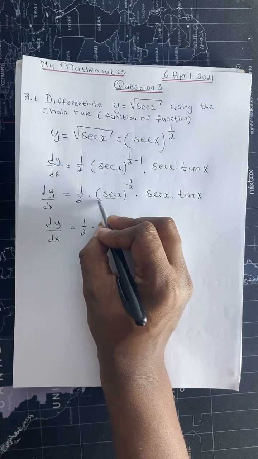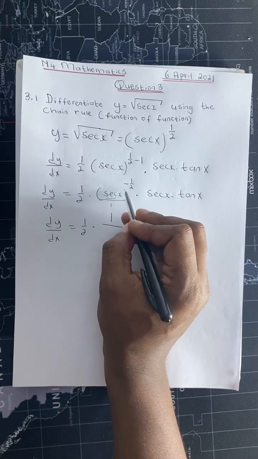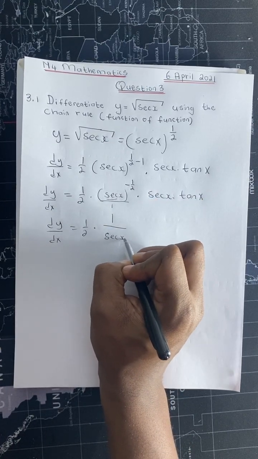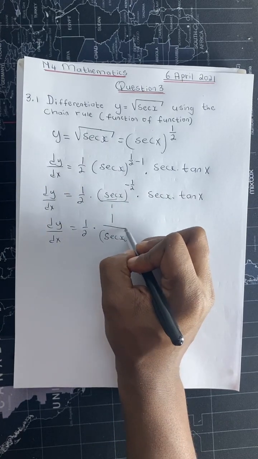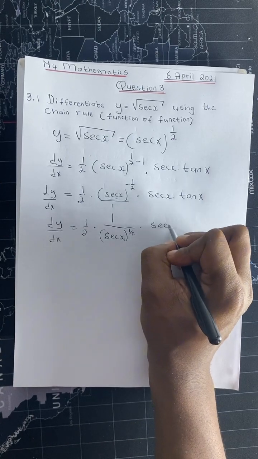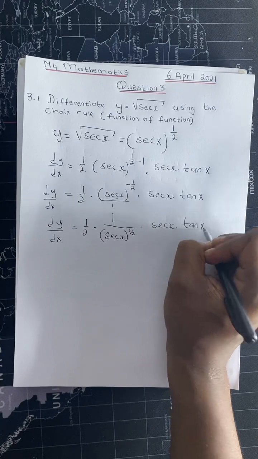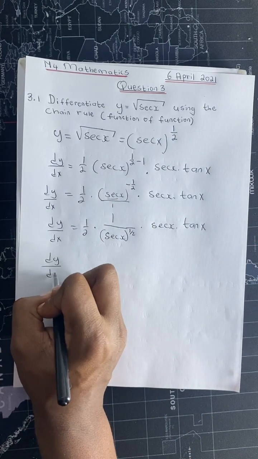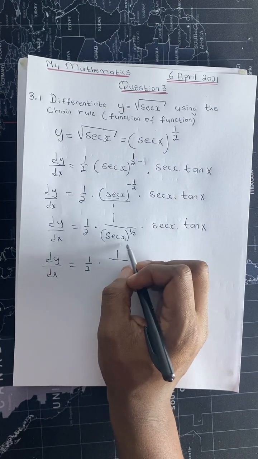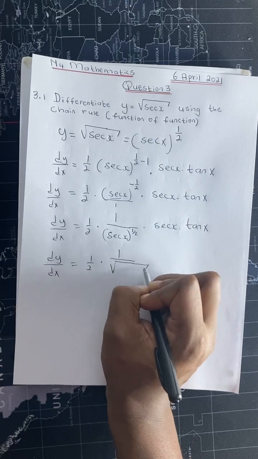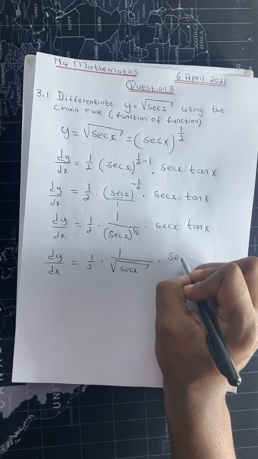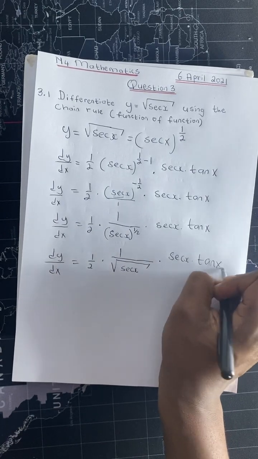So this whole thing is divided by 1. So we are taking the numerator to be the denominator. So this whole thing is going to change from negative 1 over 2 to positive 1 over 2, multiplied by sec x tan x. So sec x to the power 1 over 2 is just the same as the square root of sec x, multiplied by the sec x tan x.